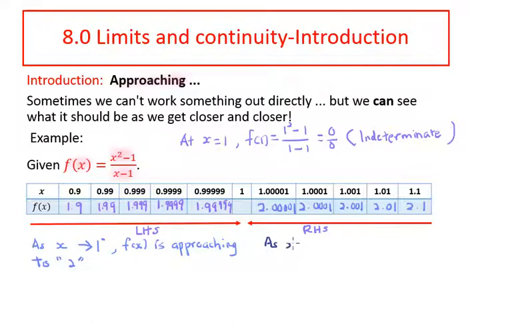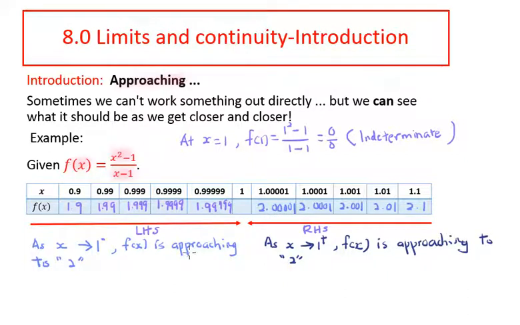Then we can say as x approaches 1 from the right hand side, we use a positive sign to represent the right hand side, f(x) is approaching a whole number that is 2. As you can see, 2.00001 is very close to 2.